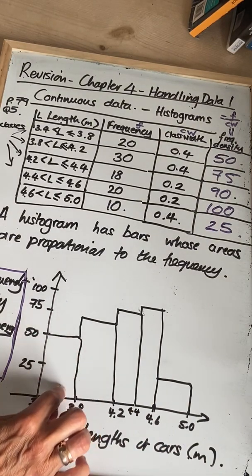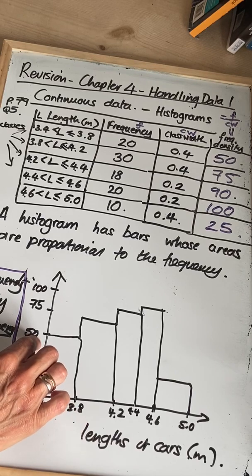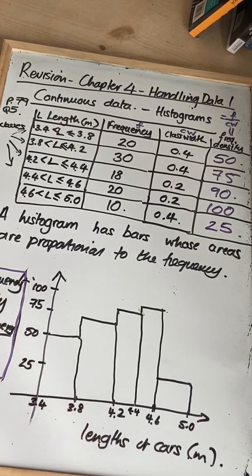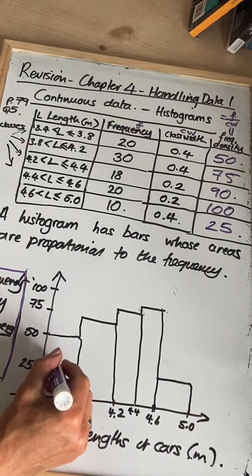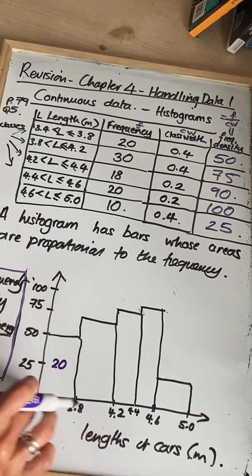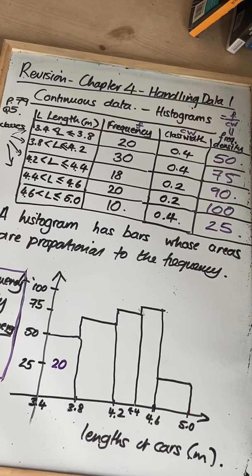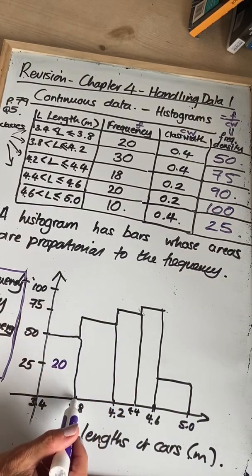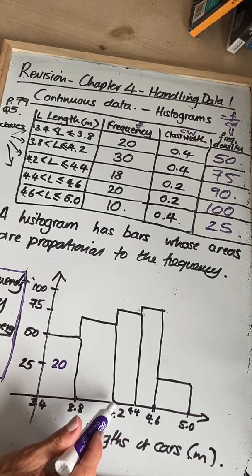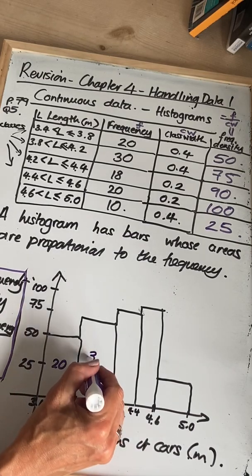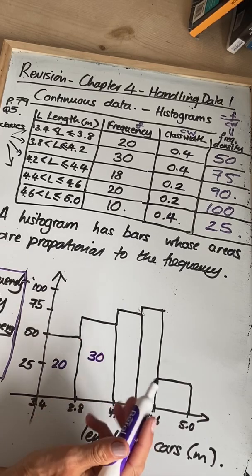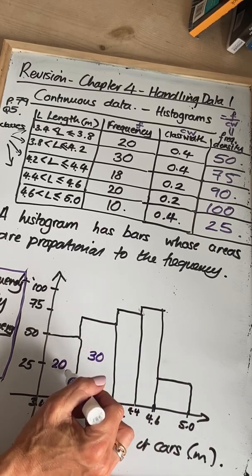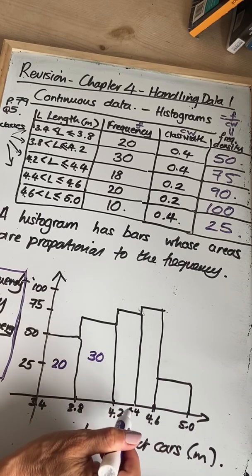This block here has got a height of 50 and a width of 0.4. 50 times 0.4 is 20. That is the frequency represented by the area of that bar. This bar here has got a height of 75 and a width of 0.4. 75 times 0.4 is 30. And that does look, okay, not a great diagram, but that does look proportionally bigger than the 20 that's here.